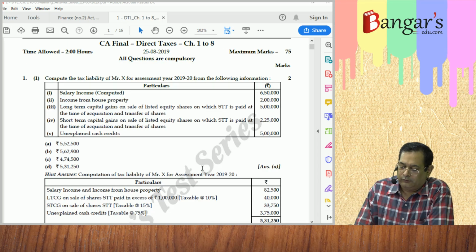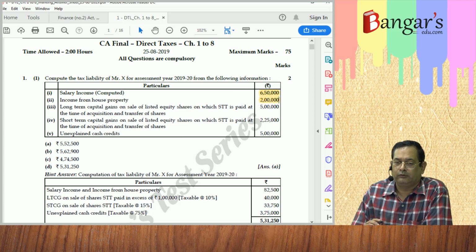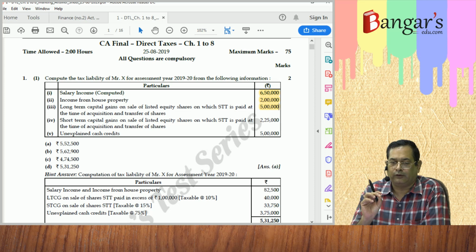Here, salary income and the income from house property, they are chargeable to normal slab rate. LTCG 5 lakh rupees was there. In excess of rupees 1 lakh, the same is chargeable to tax at rate of 10%. Short-term capital gains, they are chargeable to tax at rate of 15%.